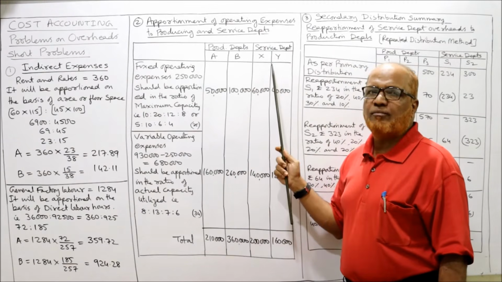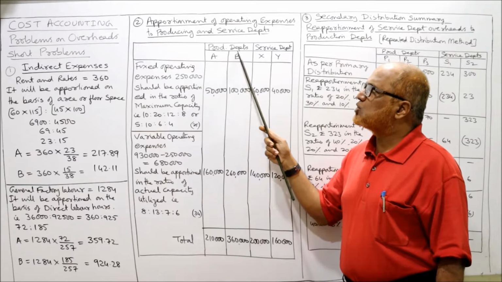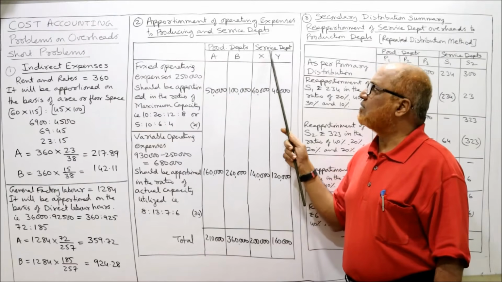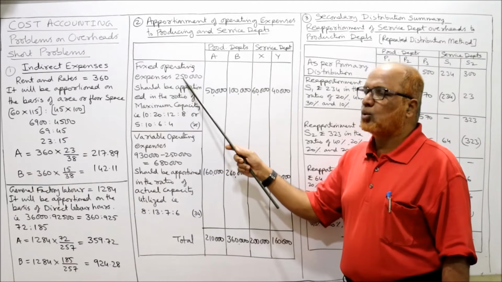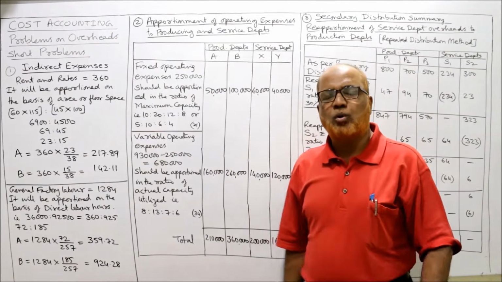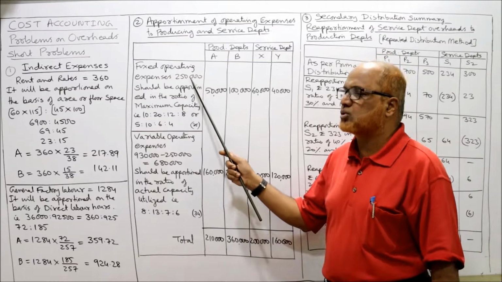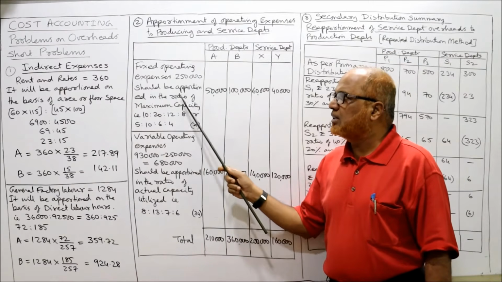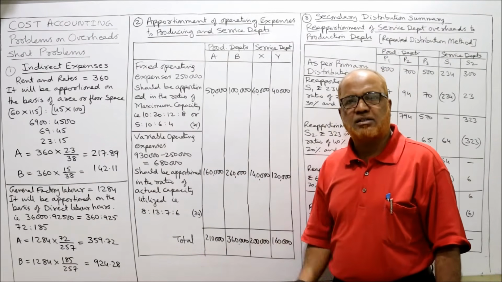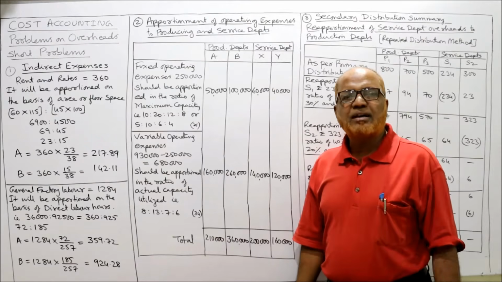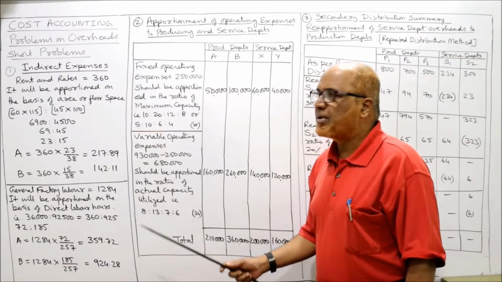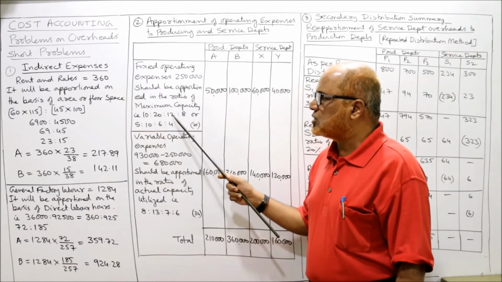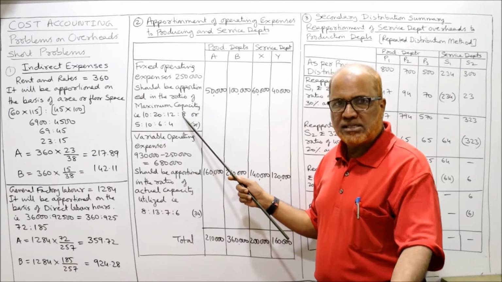So 4 columns we have made. First 2 columns producing departments A and B and service departments X and Y. Fixed operating expenses are 2,50,000. It is given in the problem, total fixed operating expenses 2,50,000, should be apportioned in the ratio of maximum capacity. It is given, the maximum capacity requirement in each department. The maximum capacity requirements are 10,000, 20,000, 12,000, 8,000. That is given in the problem.